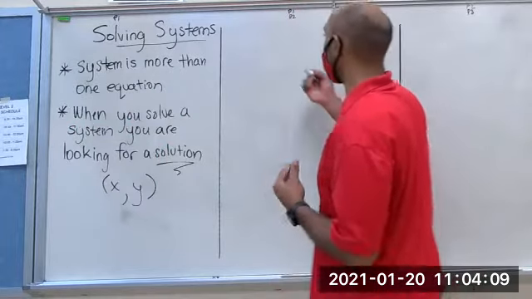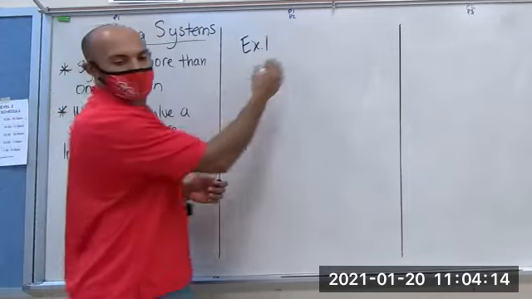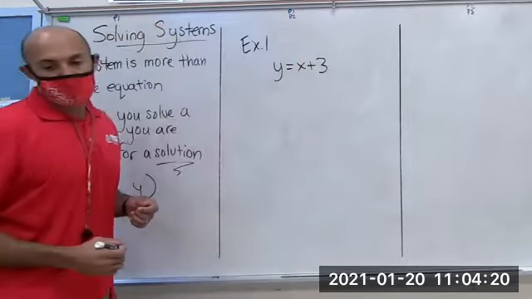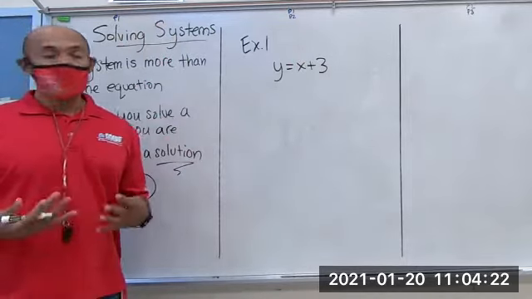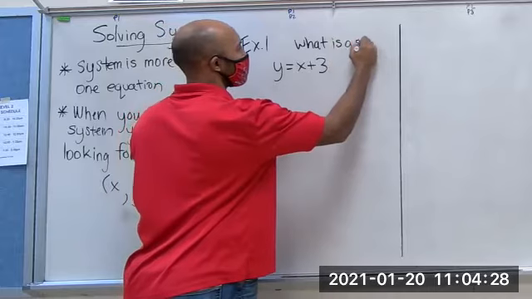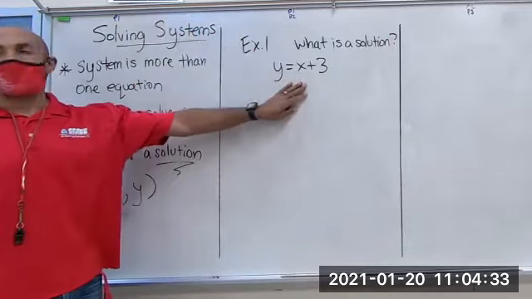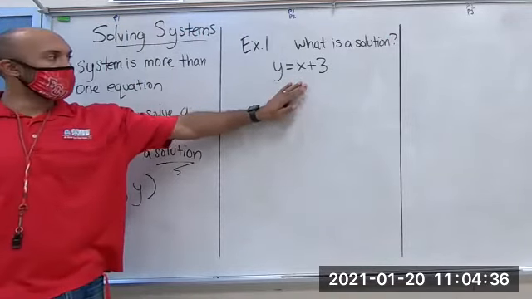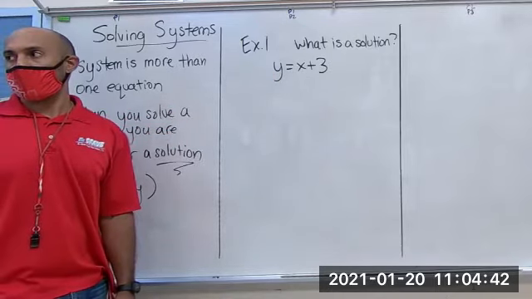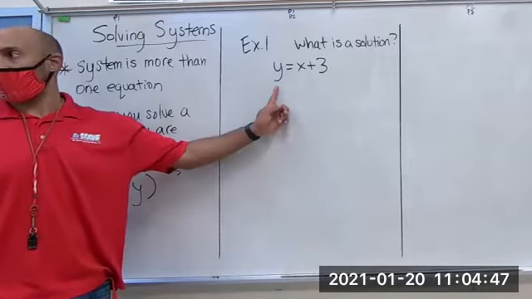Okay, so let's look at one example. So let's just say I have this equation, y equals x plus 3. I want to figure out a solution for that equation. So the question is, what is a solution? What is a solution for this? So what two numbers could you put into x and then y to make this equal? What's that? X is 1. So if x is 1, what would y be?